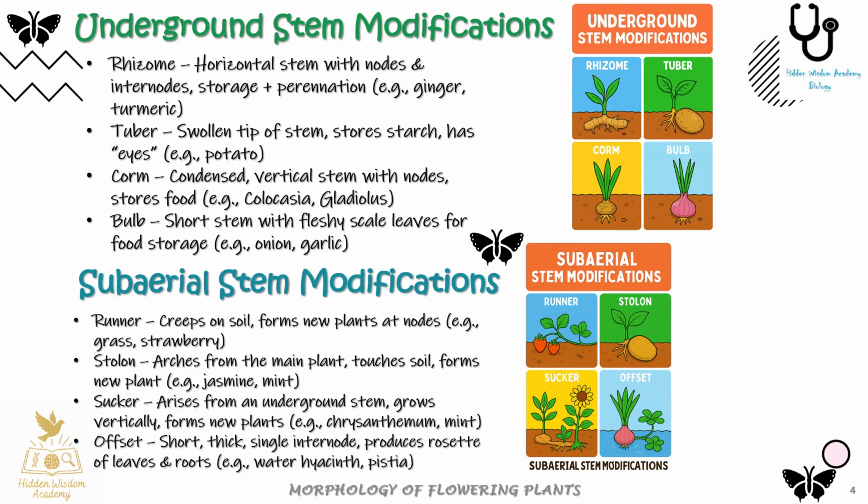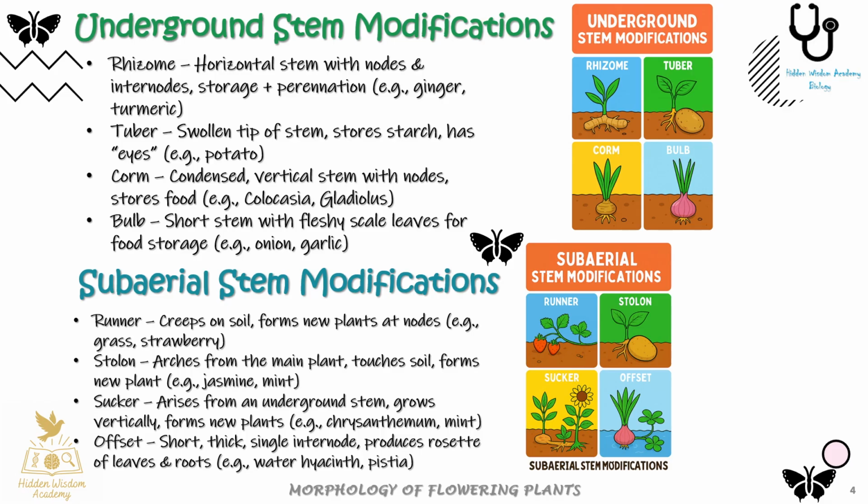Let's talk about underground stem modifications. These help plants store food, survive tough conditions, and reproduce. A rhizome, like ginger and turmeric, is a horizontal underground stem with nodes and internodes. A tuber, like potato, is a swollen stem tip that stores starch and has eyes, which are nodes. A corm, like colocasia and gladiolus, is a short, vertical stem that stores food. A bulb, like onion and garlic, has a short stem with fleshy leaves that store food. These show how stems adapt for survival and storage.